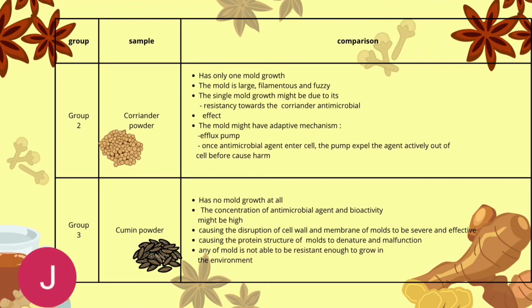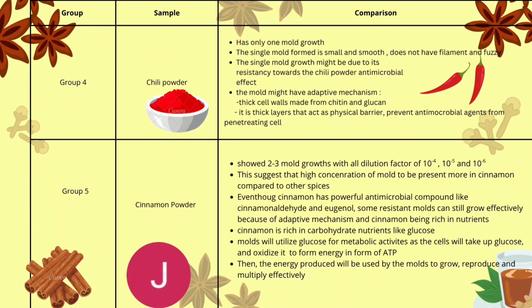Then group 3, which uses powdered cumin, has no mold growth at all. This might occur because the concentration of antimicrobial agent like cumin aldehyde might be high and the bioactivity must be strong. Then group 4, which uses chili powder, has only one mold growth, but the single mold form is small and smooth and does not have filaments, and it is not fuzzy. This shows that the single mold form is not as healthy as the mold form in coriander seed, because the mold in coriander seed was large and fuzzy.